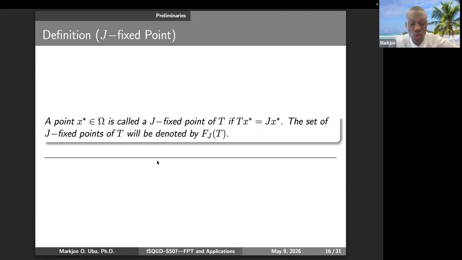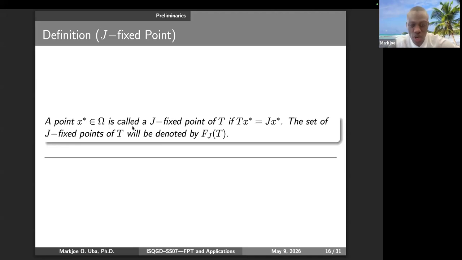Now we get to what is called J fixed point. This J fixed point, different authors call it different things. I think the first time it appeared, it was called semi-fixed point. And then at a different time, later on down the line, it was called duality fixed point. And then subsequently around 2016, it was called J fixed point. So in this study, we are going to stick to J fixed point, because that's the most recent nomenclature for this.